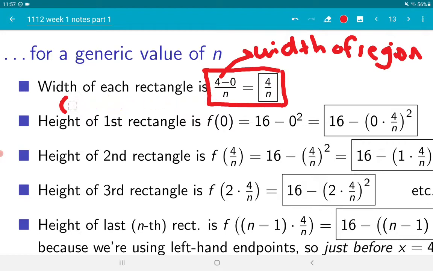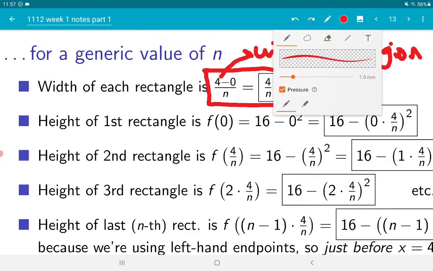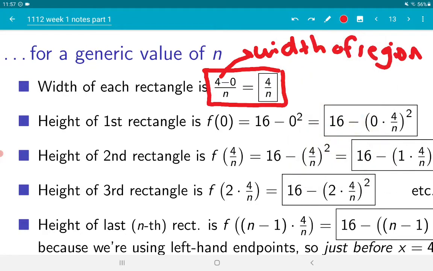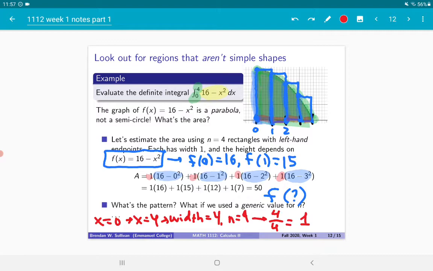So I'm trying to, on this page, generalize to an arbitrary value of n, for a generic one, not just for n equals 4, like we drew on the last page. So here, this 4 over n is the width of each rectangle. Just like the 1 on this page here.